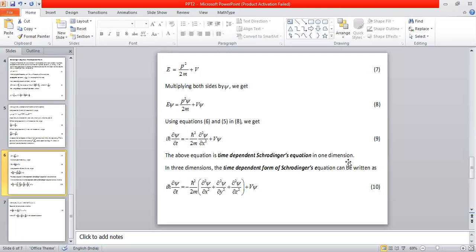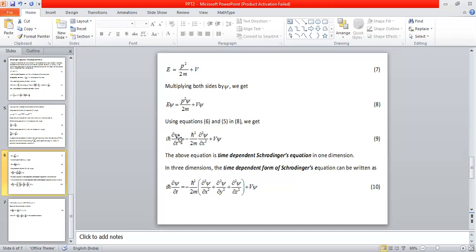So this is equation 9, and this equation 9 is what we call the time dependent Schrodinger's equation in one dimension. What we have done is we have set up the Schrodinger time dependent equation in one dimension. Since we assume that our particle is moving along the x-axis, this is the one-dimensional case. And there is a term dou psi by dou t on the left side. So this equation is what we call the time-dependent Schrodinger's equation.